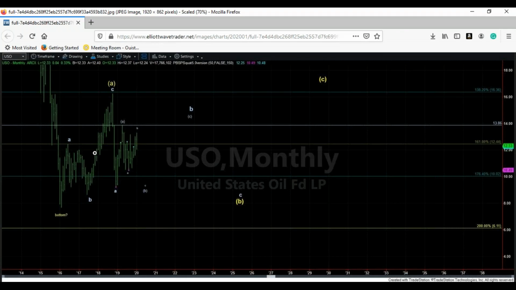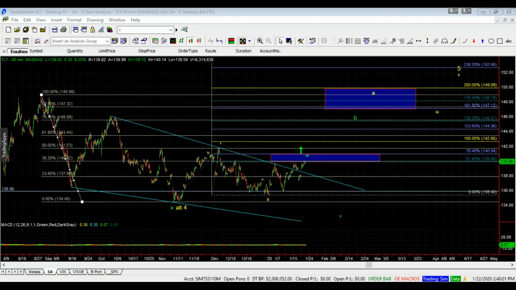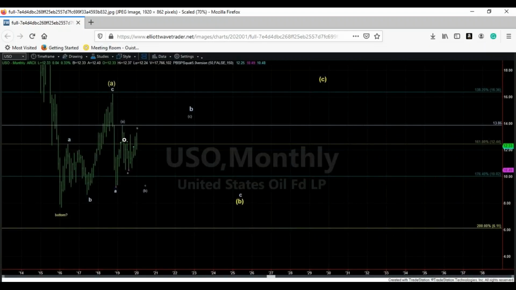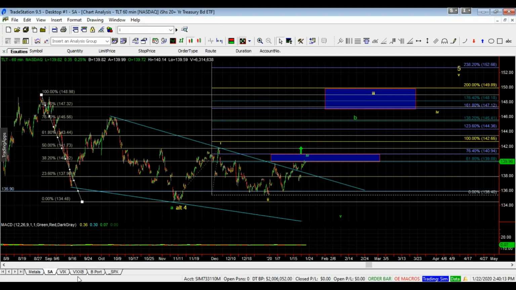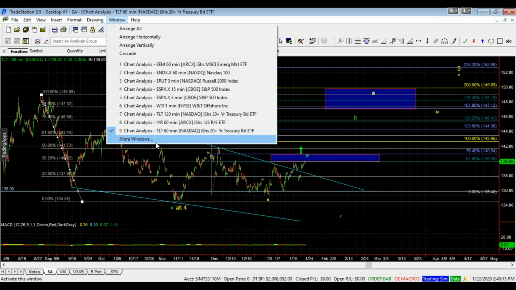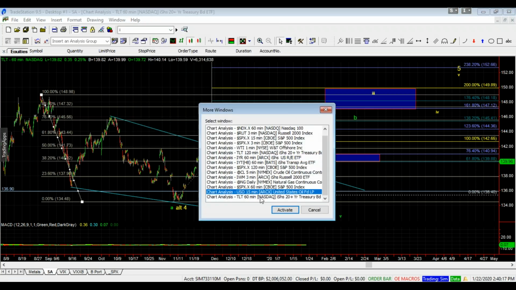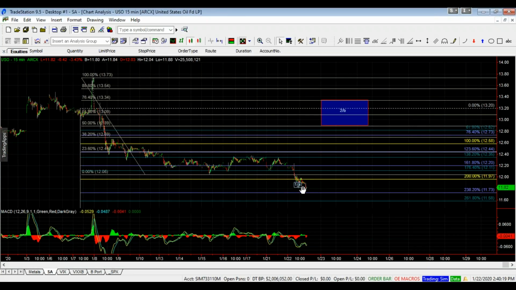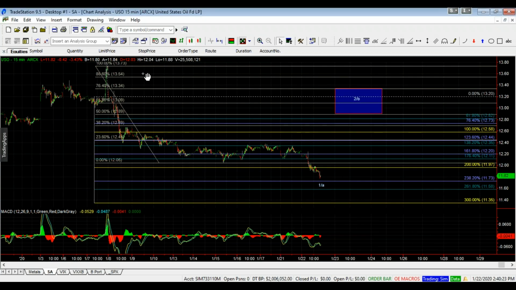smaller time frame chart. But again, just so we're all on the same page, bigger picture, we're in a B of a B of a B, and we're looking like we're going to trend sideways here for quite some time. But smaller time frames on the USO do look like we may have 5 down on USO. And today's action is certainly supportive of that.